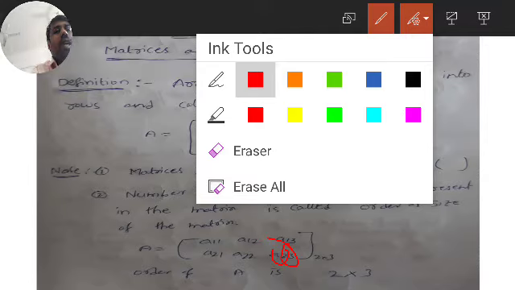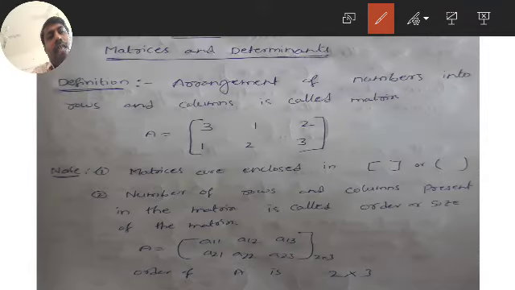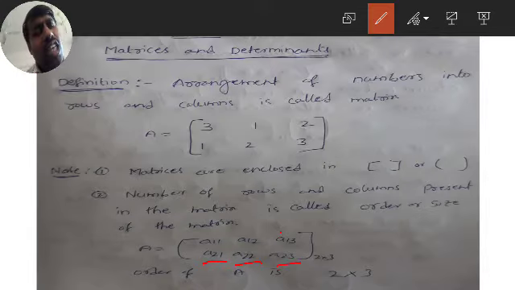So how do we write the elements? A11, A12, A13, A21, A22, A23. So first row first column element, first row second column element, first row third column element, second row first column, second row second column, second row third column element. So 2 definitions are given in this slide.